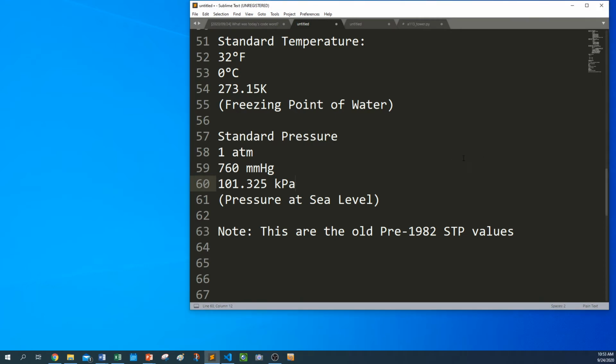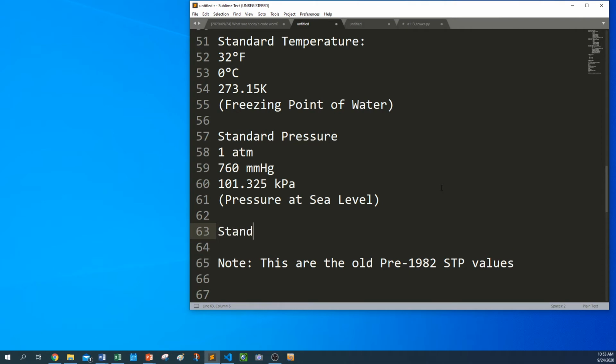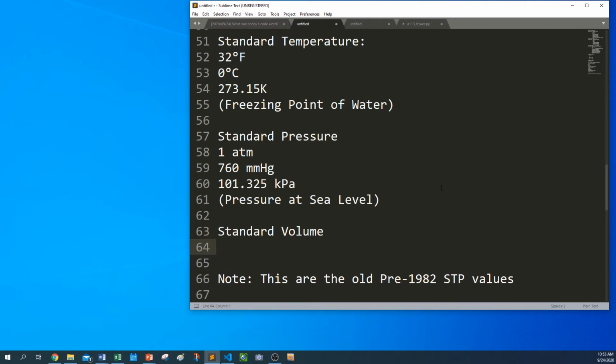What is standard volume? What is standard volume? I never really called it standard volume. But what was the standard that we used? So when did we use volume at STP? When did I say something has a volume at STP?